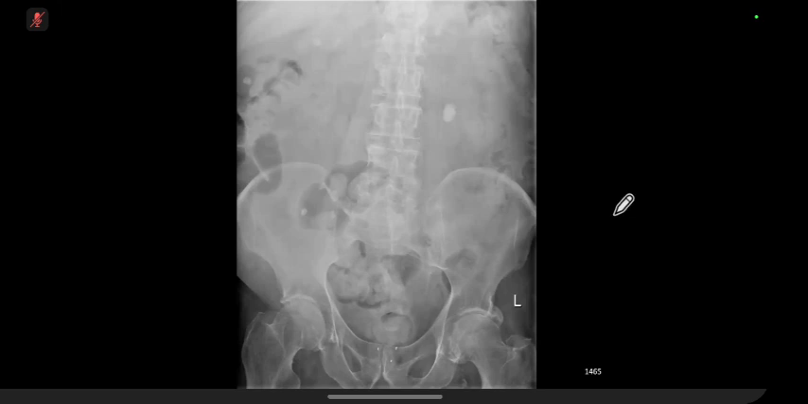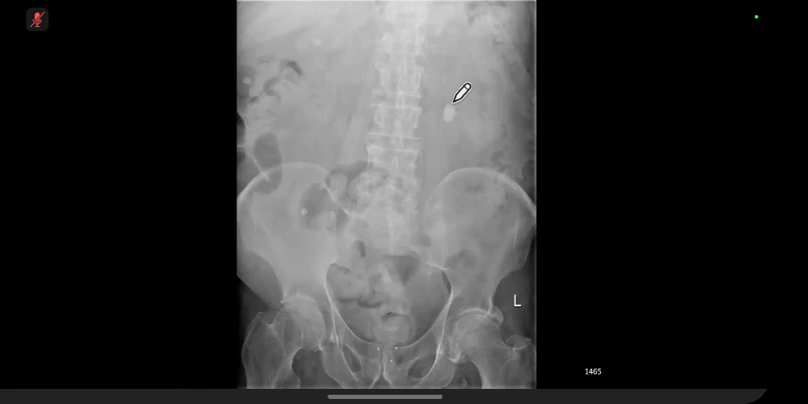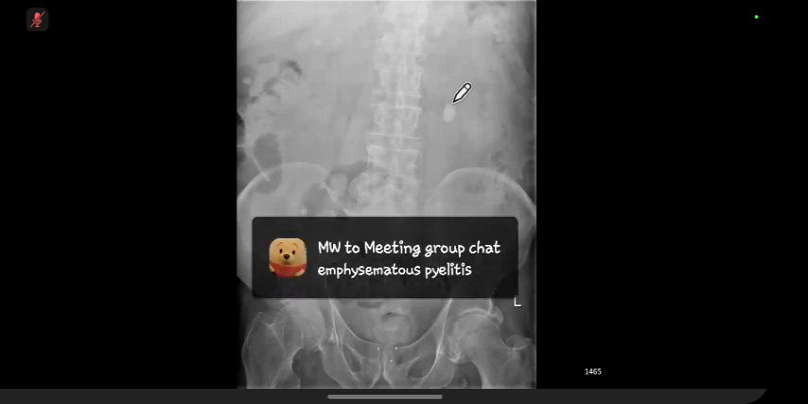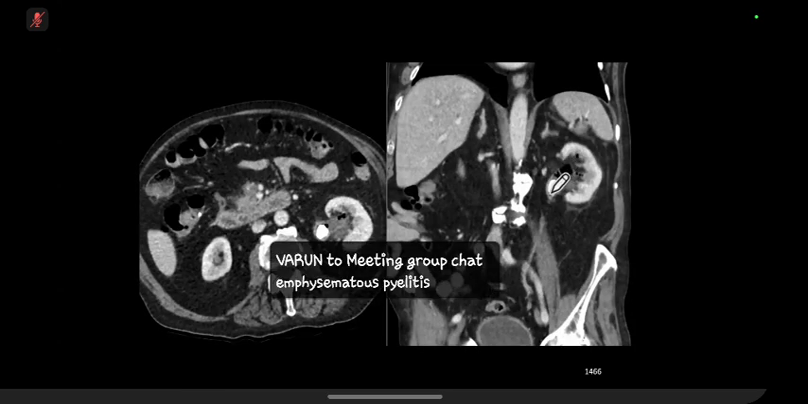Very difficult. This patient has got a stone in the left renal pelvis, and you can see gas in the collecting system of the left kidney. I'll just remove that ink so you can see it's very, very subtle, very difficult to see. But when you do the CT on this patient, you can see the gas in the calyx, and there's the stone. So this is emphysematous pyelonephritis.